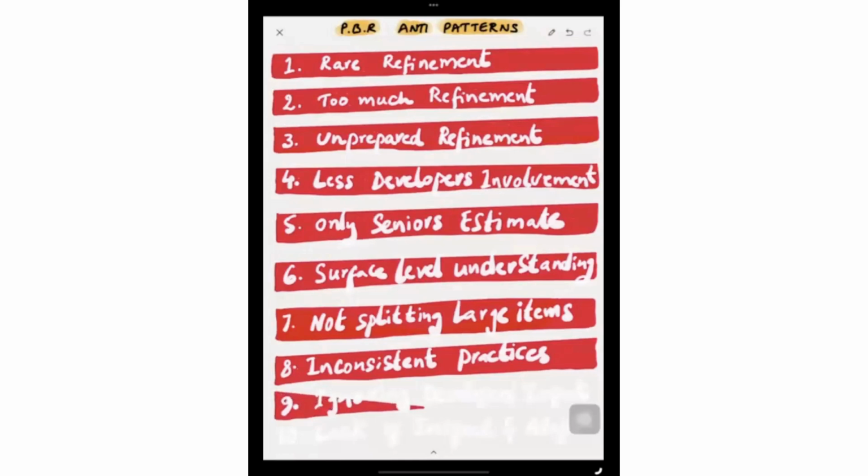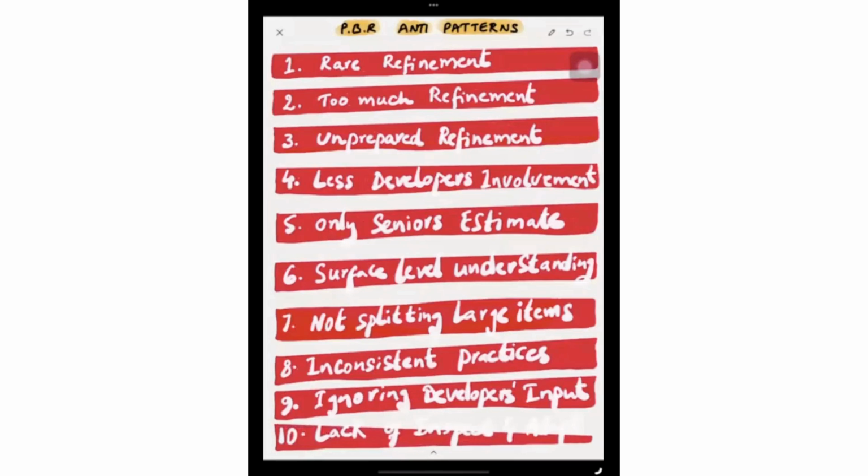Next, ignoring the developers' input. Sometimes the product owner will ignore the developers' inputs, though they are also equally involved in the product development. They may give some important suggestions related to technical debt or technical dependencies or something. So if you are a product owner, please respect the suggestions and advice given by the developers and make them part of the thought process. And the last one, lack of inspect and adapt.